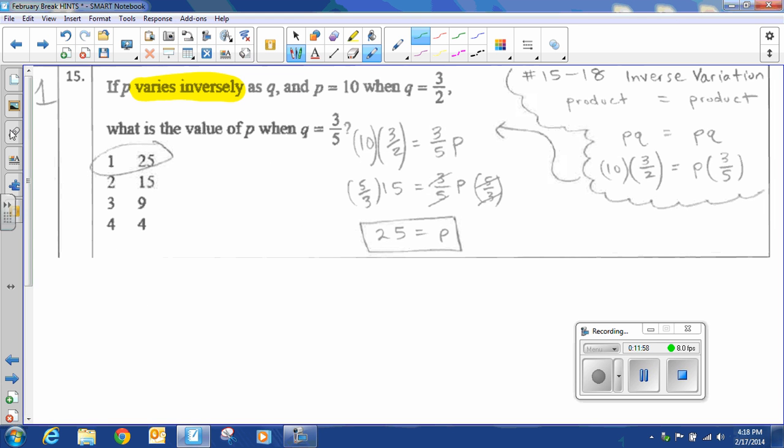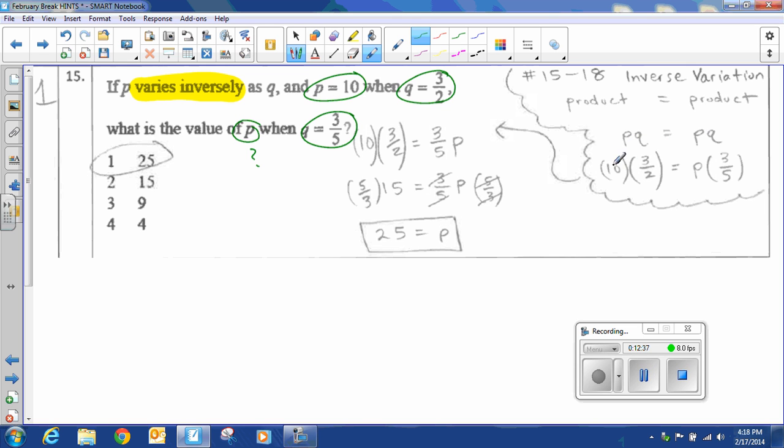Number 15, here we have if p varies inversely as q and p equals 10 when q equals 3 halves, what is the value of p when q equals 3 over 5? Now, inverse variation is different from direct variation. Direct variation is quotient equals quotient. Inverse variation is product equals product. So we take our variables, p and q, we say p times q equals p times q, because we have a p here, a q here, a q here. What is p? Well, we just set it up like that.